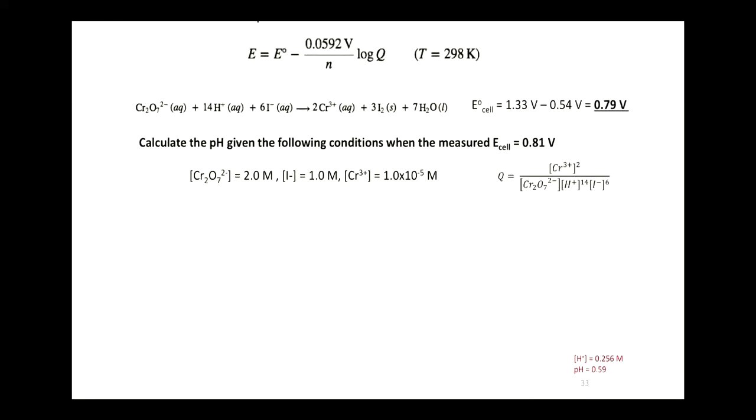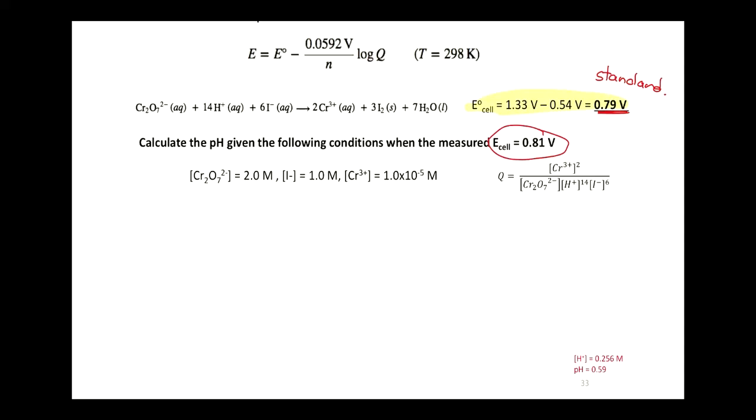All right, let's do one more here. A little bit different. It looks like we are still working with the exact same redox reaction, this chromium thing, and there's our standard cell potential for this redox reaction. So how else can we use Q, or how else can we use the Nernst equation? Here I'm asking you to calculate the pH when we have the following concentrations and we measure this cell potential.